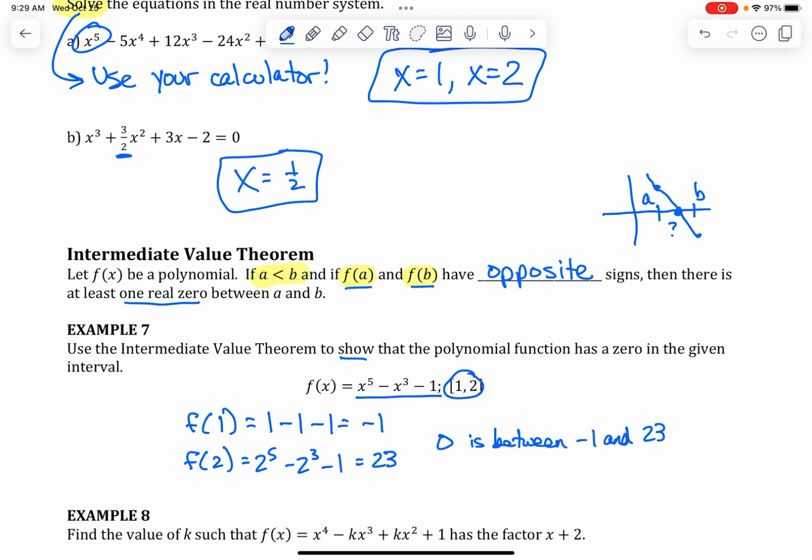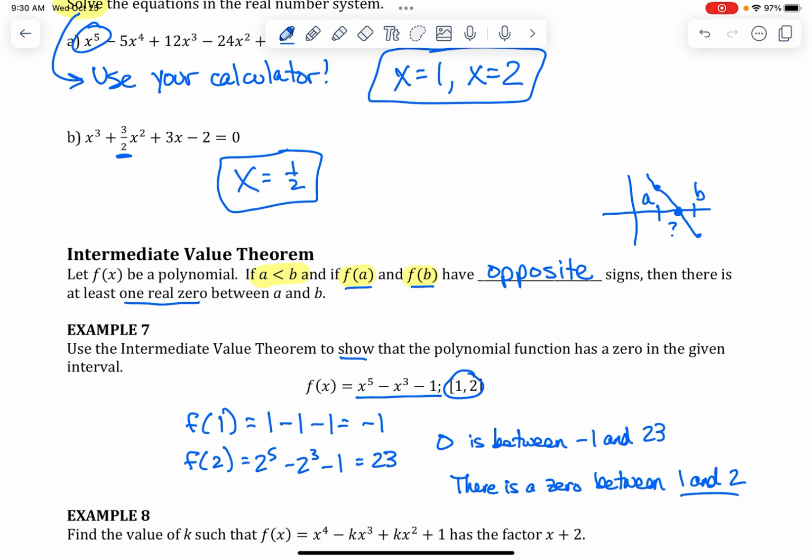So there exists a 0 between 1 and 2. What is it? I don't know. I don't care. It didn't ask, but there is a 0 between 1 and 2. All right? So if you were to graph this and look, you'll see it crossing somewhere between 1 and 2. All right, pretty straightforward.